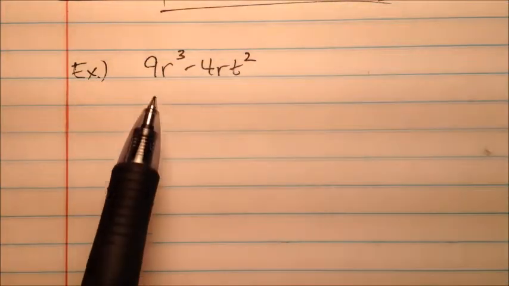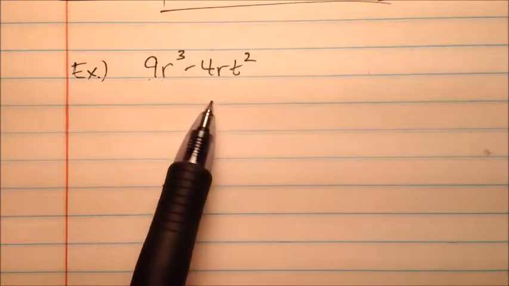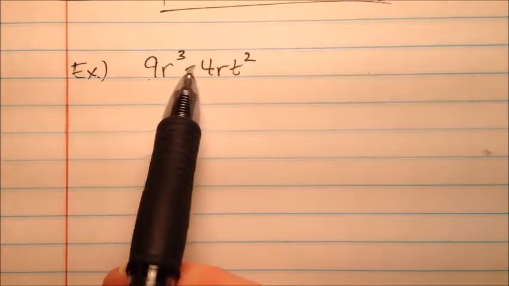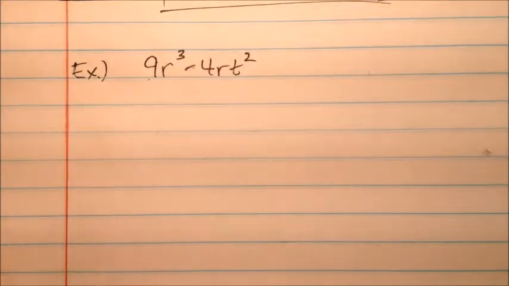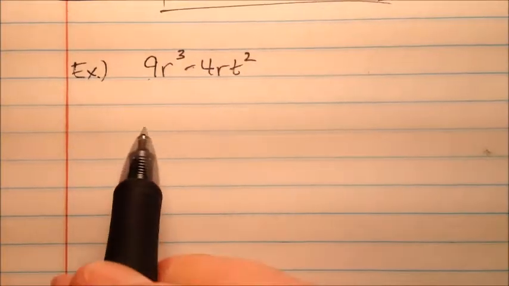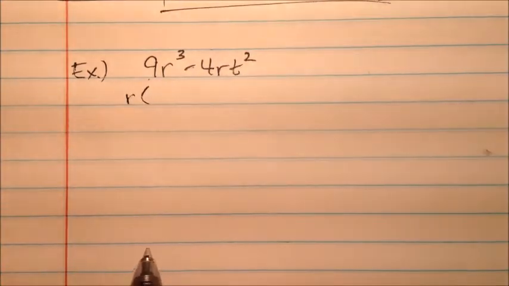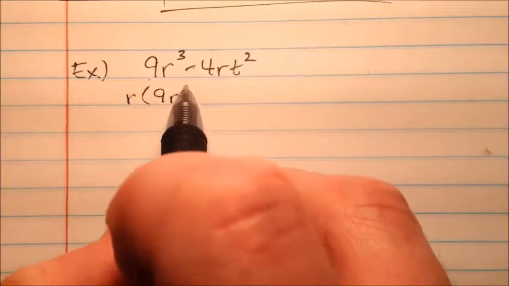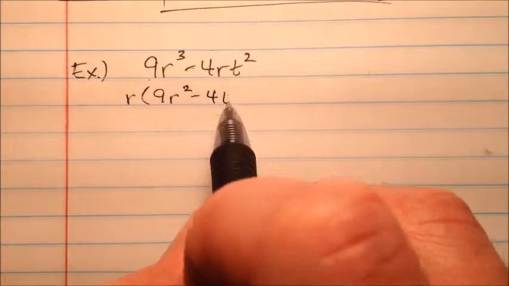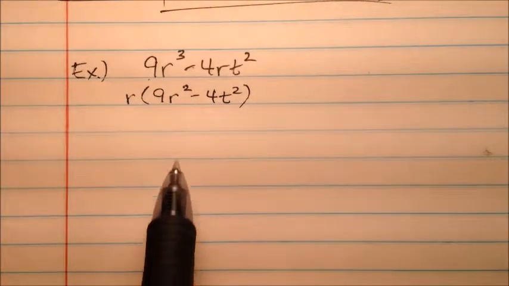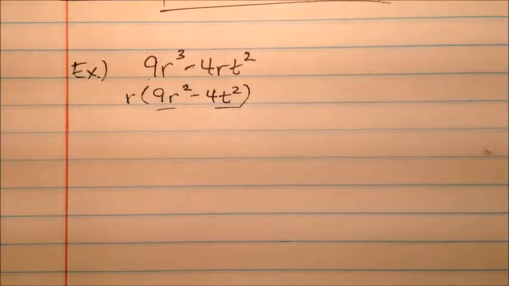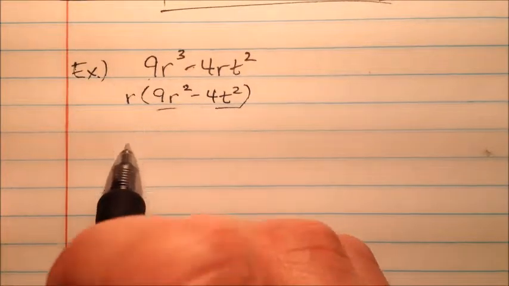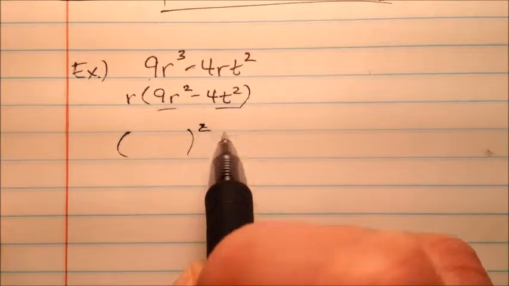In this fourth example, we have 9r cubed minus 4rt squared. Again, it's the difference, and we have two terms, but they don't appear to be perfect squares immediately. But I do see they both have r's, so I could factor an r out of both of them. So it'd be r times 9r squared minus 4t squared. And then I do notice now that each one of those terms is a perfect square, so I can factor this as a difference of squares.